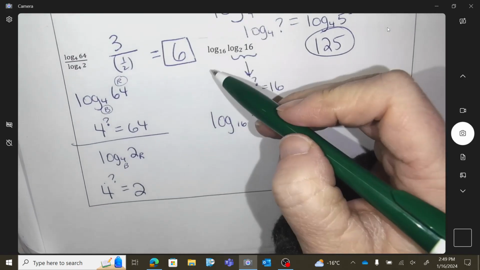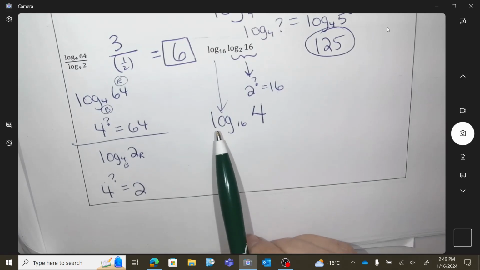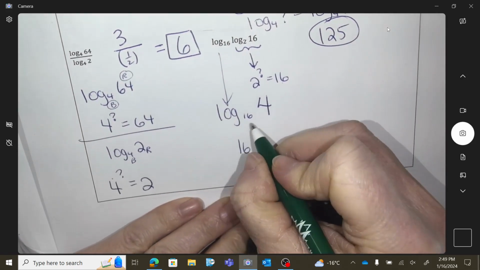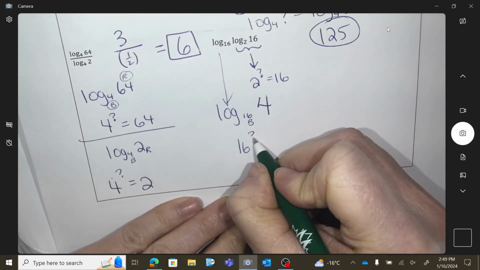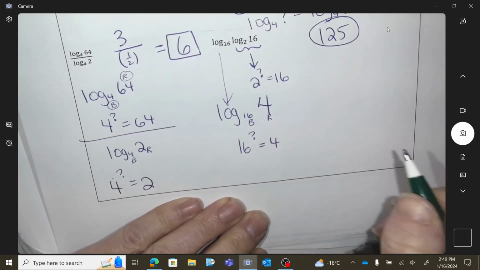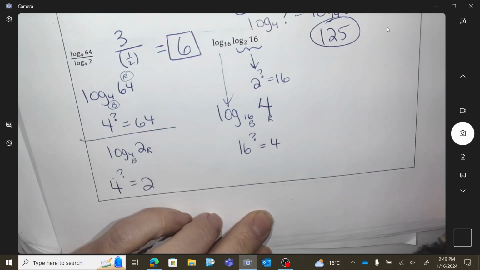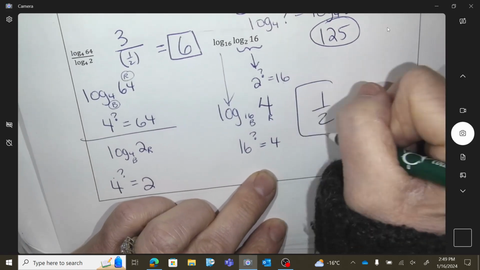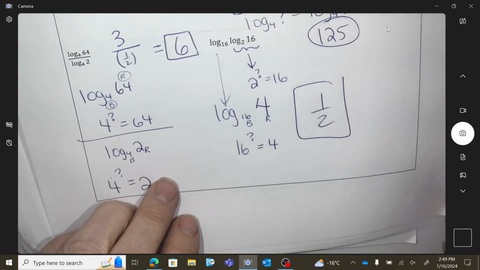So now I bring that down. So the question is, what's log base 4 of 16? So the base to some exponent equals result 4. So that should be final answer. Aha.